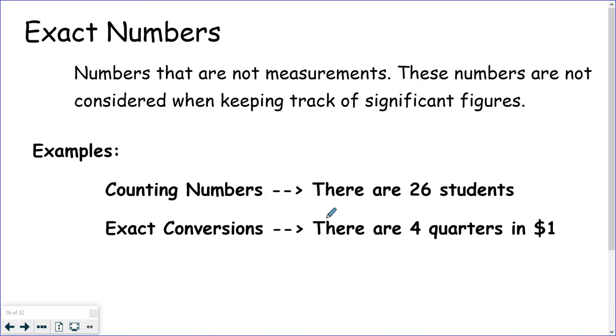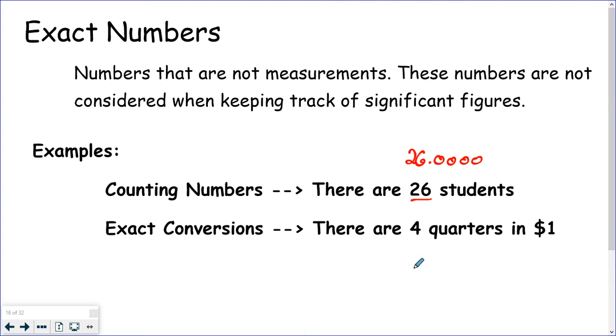Okay. Exact numbers. These are numbers that are not measurements, and these numbers are not considered when keeping track of significant figures. So these would be numbers like counting numbers. If you count how many students are in the room, and we count 26, for your guys' class it'd be 12. We are exactly 26 students or 12 students. And I could write that like this, 26.0000, and keep going forever. But it's an exact number. And because of that, this has infinite precision, and we don't worry about it when we're doing math with numbers. They're exact numbers. This is not going to limit the precision of any calculations because it's exact.